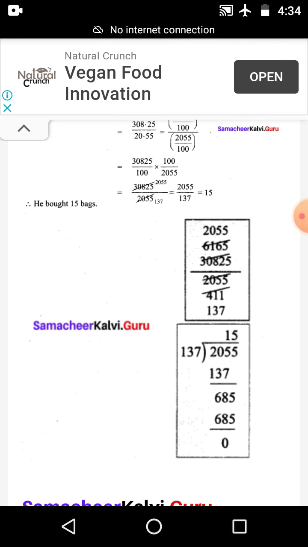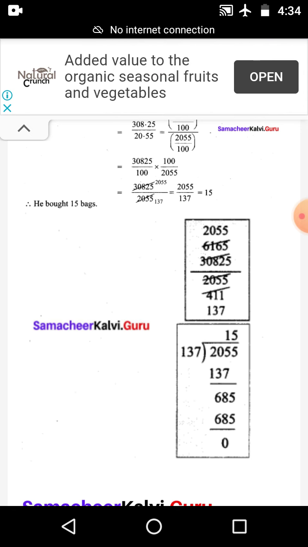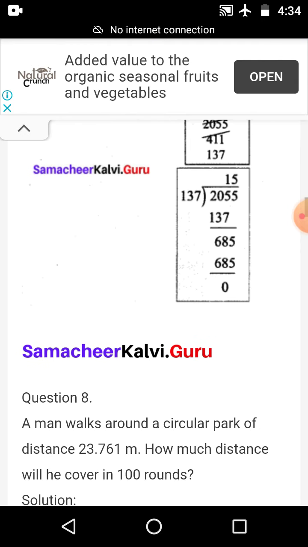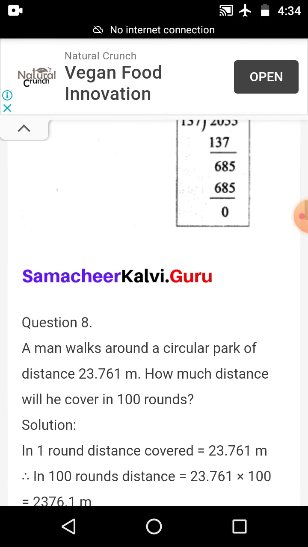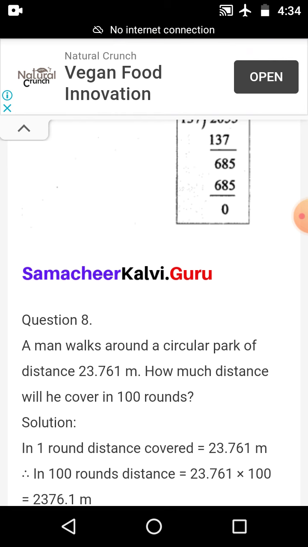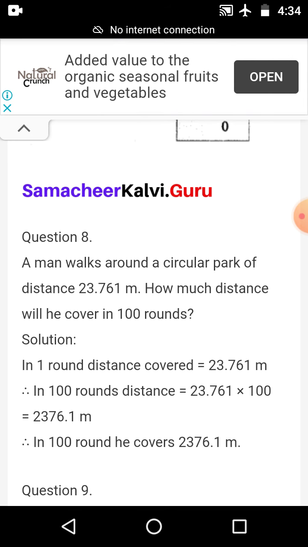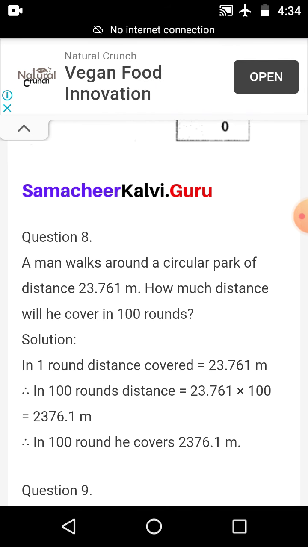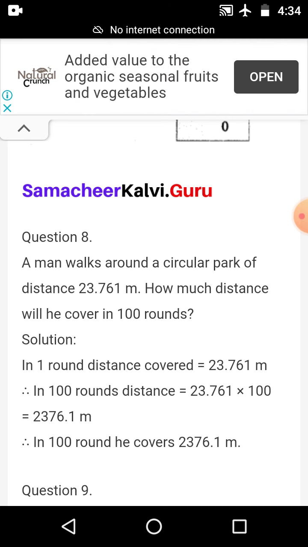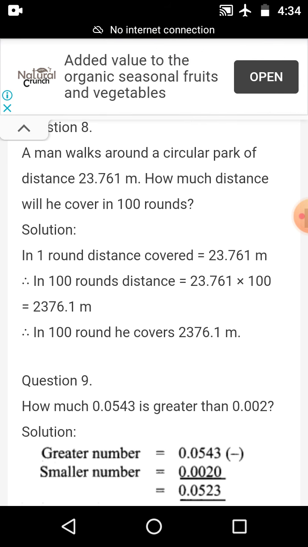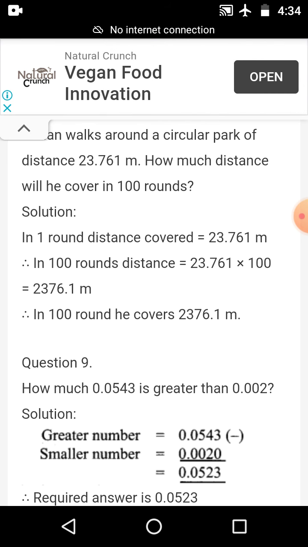You copy this division and simplification in the rough column in your note. See the question number 8. A man walks around a circular park of distance 23.761 meter. How much distance will he cover in 100 rounds? This is very easy, simple multiplication. So you can move the decimal point towards the right. So the answer will be 2376.1 meter. Simple answer.